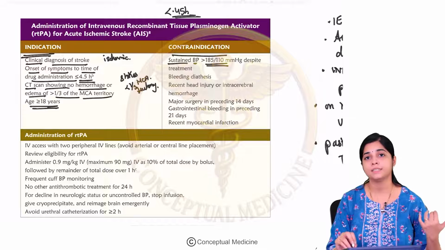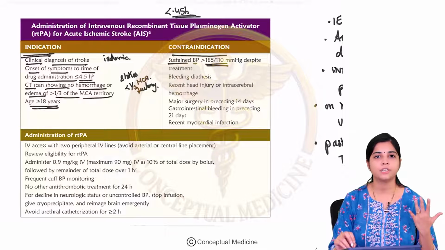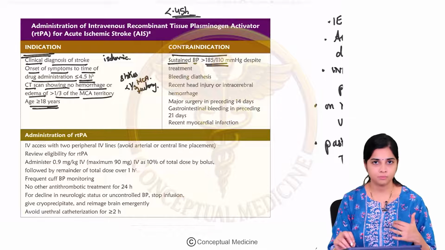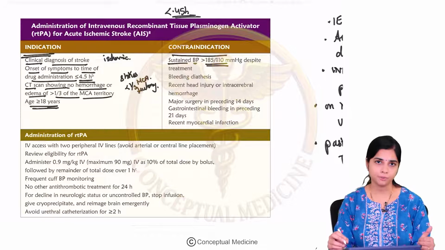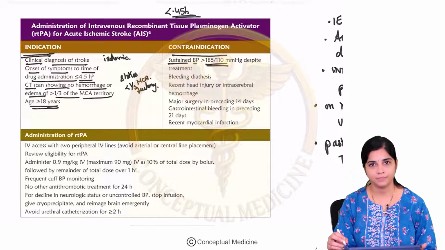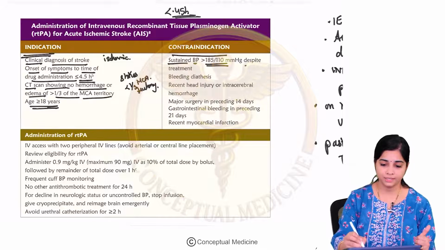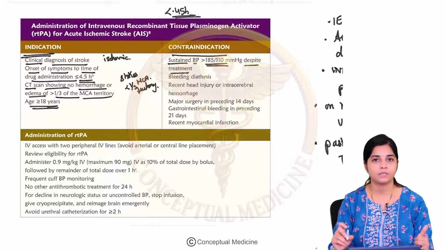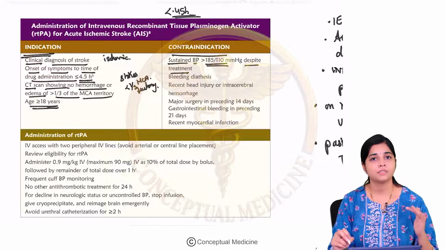But if you are taking up a patient for thrombolysis, the blood pressure cannot be more than 185/110, because once you give the thrombolytic agent, there is a high risk of bleed, and hence the BP has to be controlled. So the BP has to be brought down below 185/110. So if the BP remains more than 185/110 despite treatment, then it is a contraindication to thrombolysis.